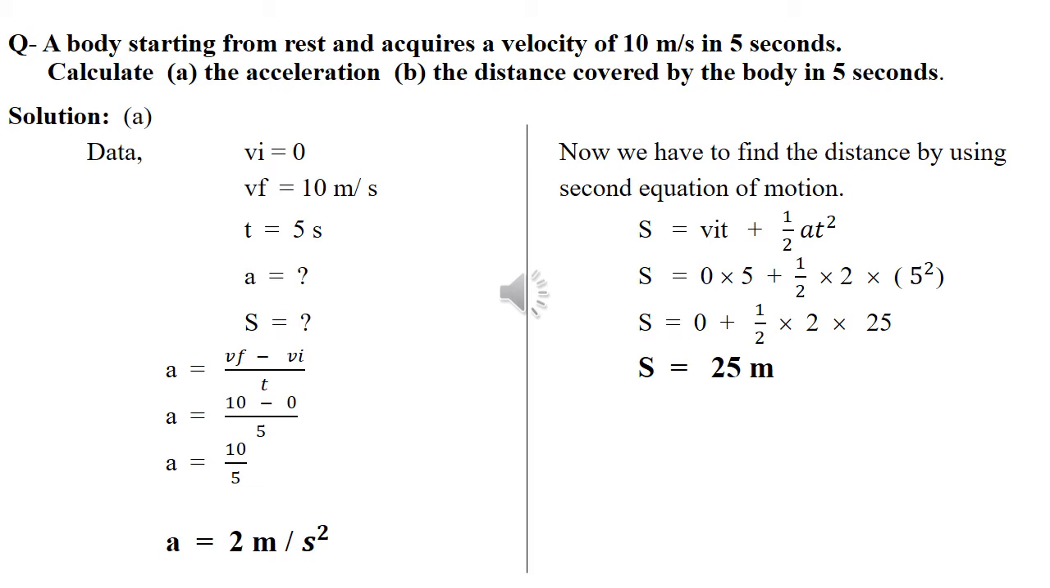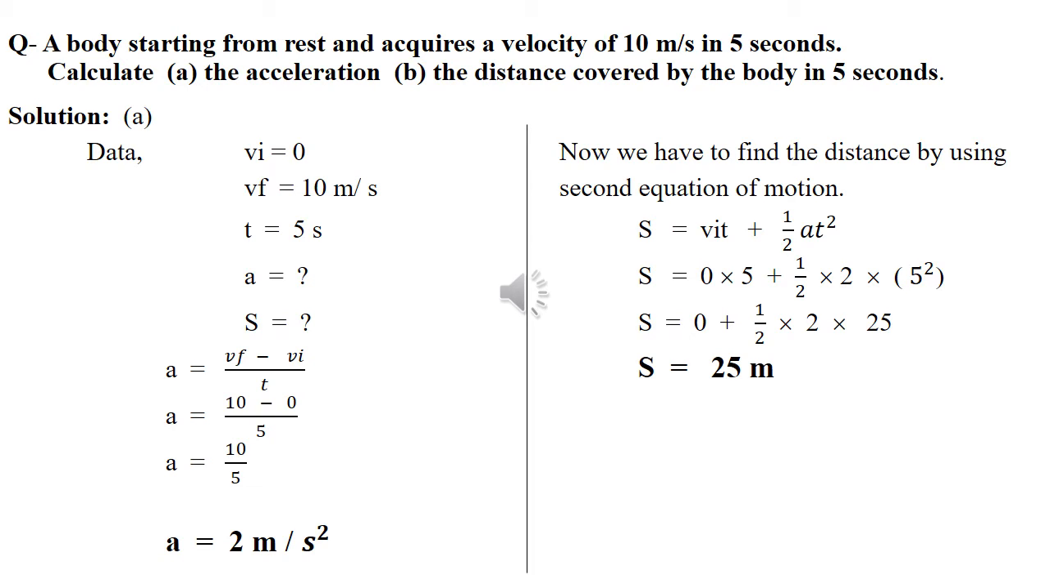So it's our answer of this question. And in the second part, now we have to find the distance by using the second equation of motion, because we find distance by the second or third equation of motion. But as we see in our data, we have Vi, t and acceleration. So we have to use this equation for finding distance. So our second equation is S equal to Vit plus 1 upon 2 At square. Now we have to put the values here.